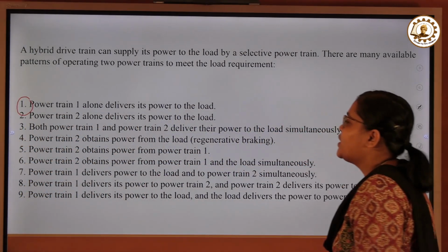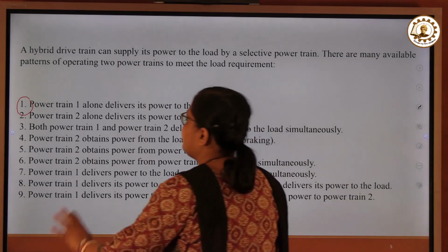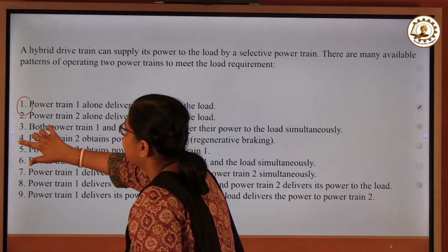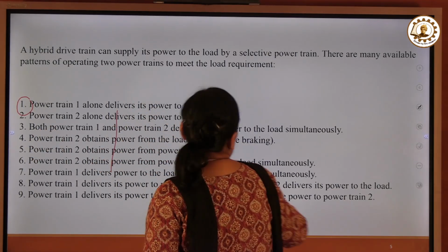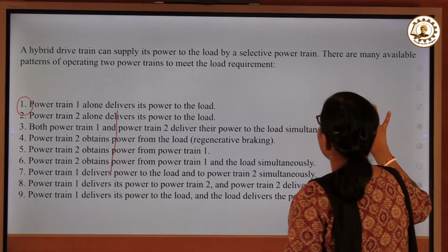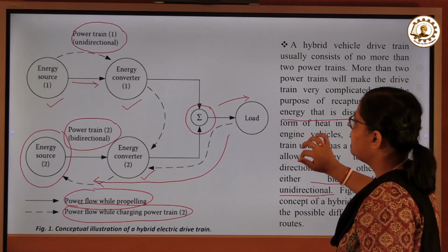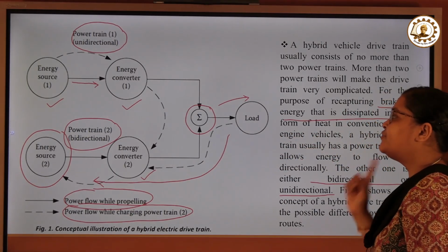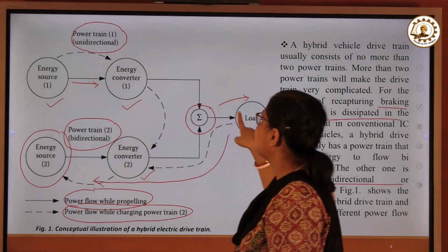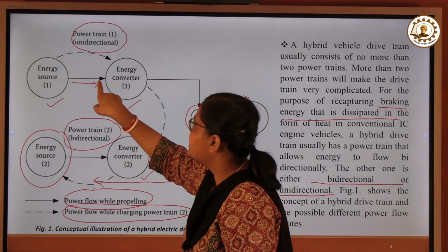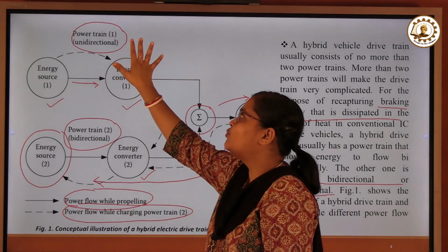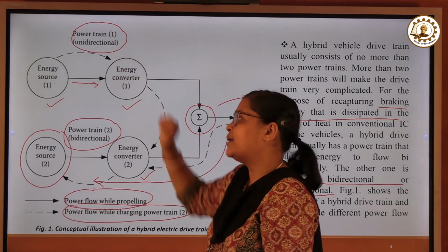So, what is the first pattern? Let me go back to the previous slide. Okay, so the first mode is when powertrain 1 is delivering its power to the load, directly from this energy source to this energy converter, directly to the load. So this is mode 1, or possibility 1, of the power flow.